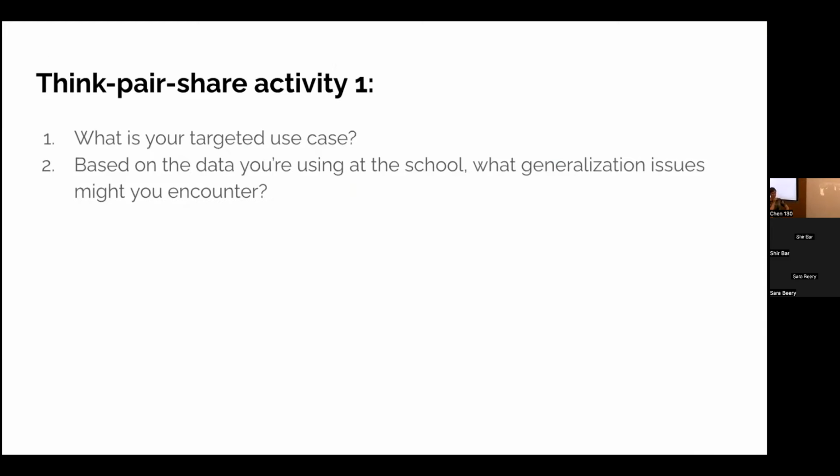So a bit of a think, pair, share activity. Just take 5 minutes and think about what's your targeted use case for the model you want to develop at the school. How do you want to use it? Not like what's your data set that you have in hand now. If this model seems good, how do you want to use it going forward? And then based on the data that you do have right now, what are some of the issues in terms of generalization that you might encounter? Where are the gaps between the data you have now and the data you hope to use the model on going forward? And just sketch down a few thoughts, and then I'm going to set a timer for 5 minutes, and then I'm going to ask you to pair up and share.